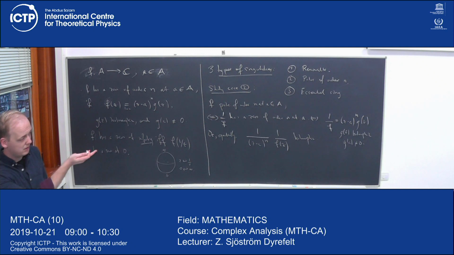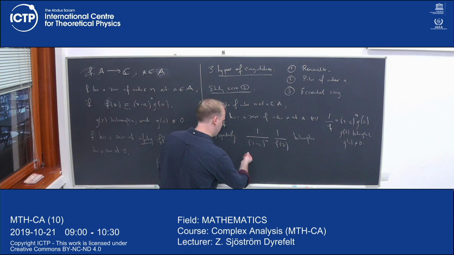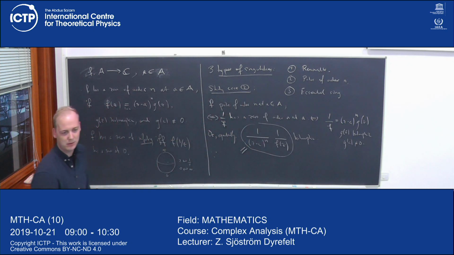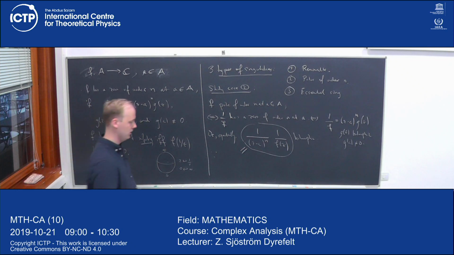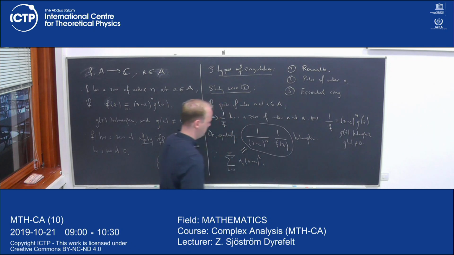So this function is holomorphic. Then we know from previous lectures that this function is equal to some power series in the neighborhood of this point. So it has a power series expansion. This is equal to the sum of k from 0 to infinity of some a_k times z minus a to the k.